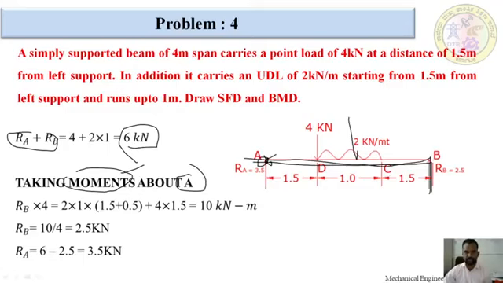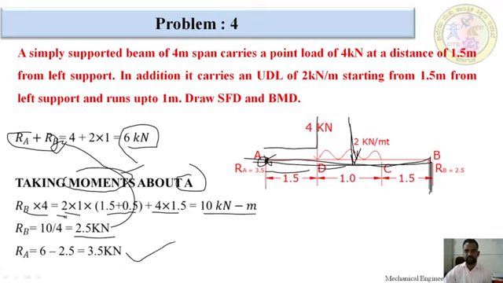RB into this distance, 4 meter, is equal to the downward forces. Downward force is this one, which we already converted, 2 kN, into this distance. How much? 0.5 is half of this. This is 1.5, total is 2. 2 into 1 we can convert also as 1.5 plus 0.5. After that plus the downward force, another one up to this distance, 4 into 1.5. The total calculation is 10 kN meter. Okay, RB value we got 2.5 kN, and RA value after putting this value in the RA plus RB formula, we will get 3.5 kN. Up to here you would have understood very well.